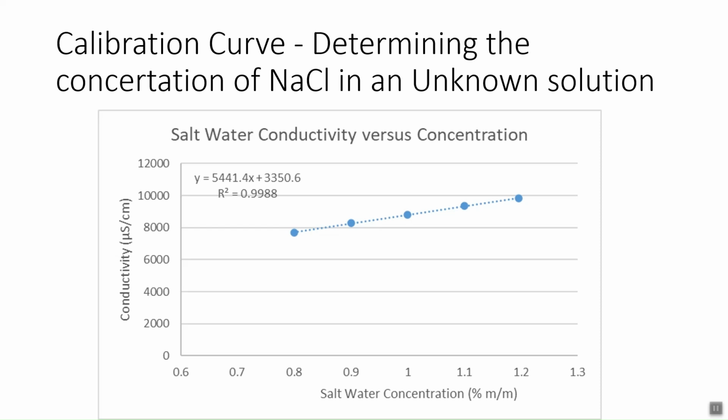So effectively what we do is we make these 5 solutions. We measure their conductivities and we plot them on this graph. So now we know the conductivity of these different solutions. So let's say that our unknown has a conductivity of 9,000. Well, if you look here, 9,000 is about right here, and you can see that about halfway between these two lines, the concentration is somewhere around 1.05% NaCl.